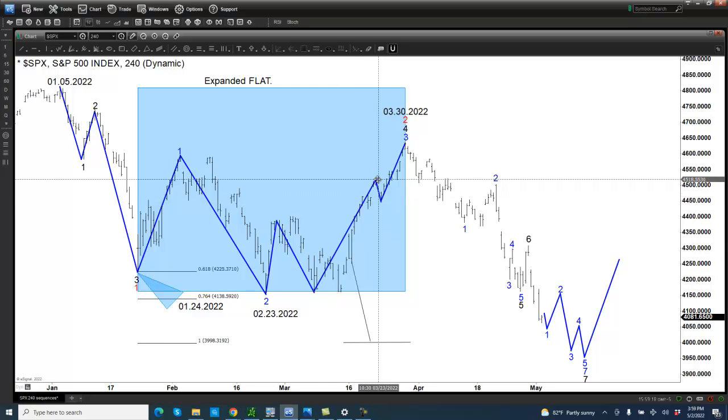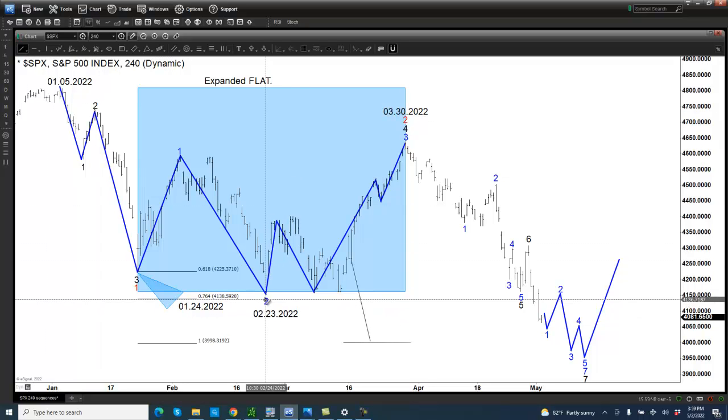At that stage, the Wavers technically have 2 options. Either you call the correction completed here, right, and you start a new cycle to break the highs, or technically you call an expanded flat, or you have 3 options technically.